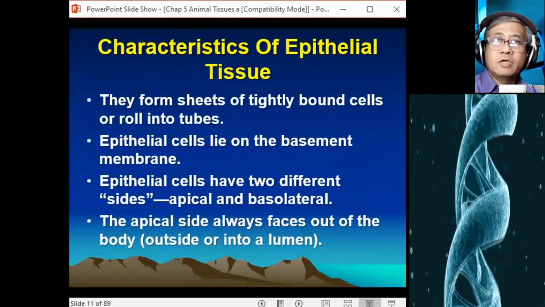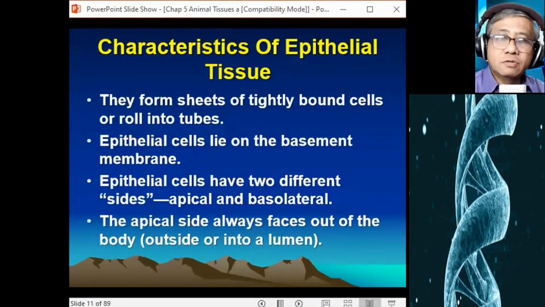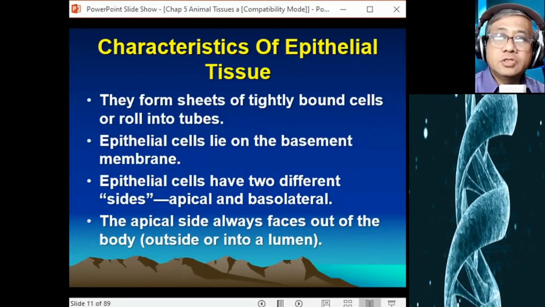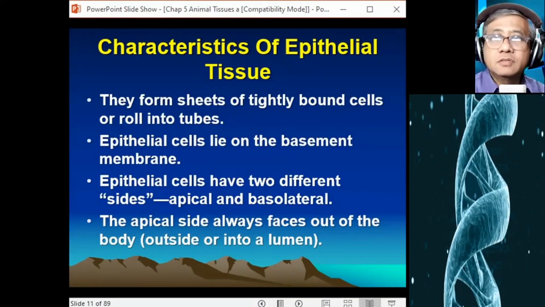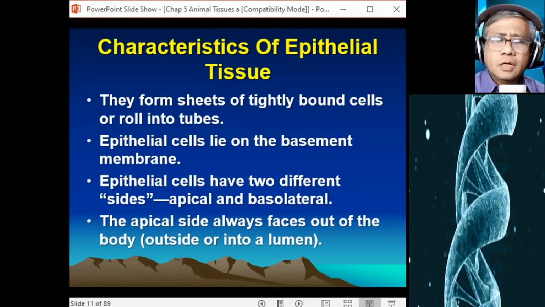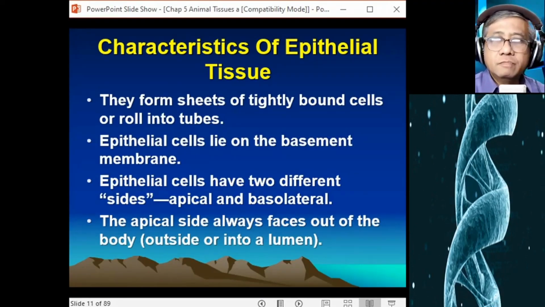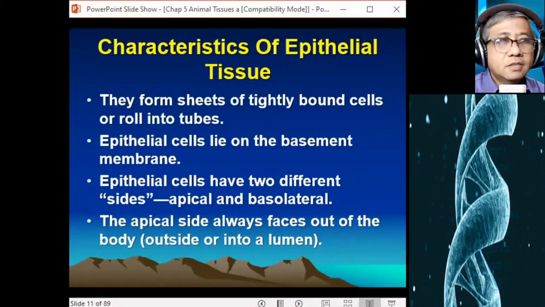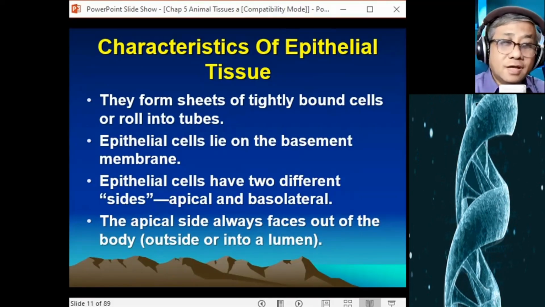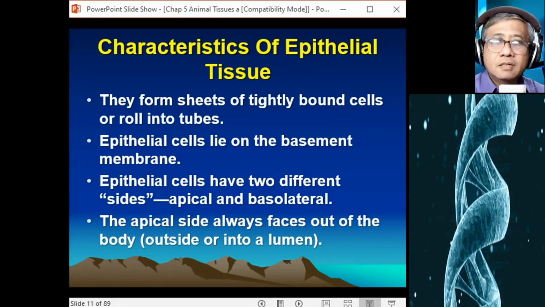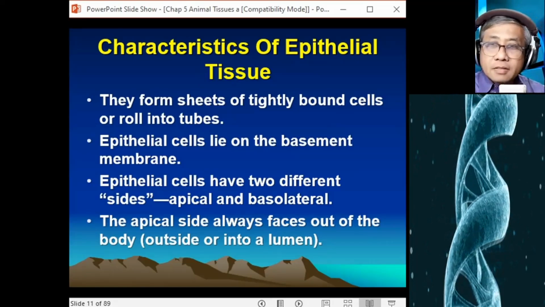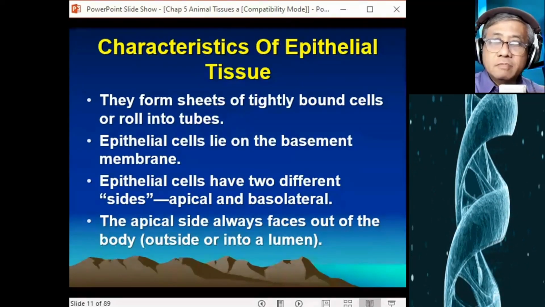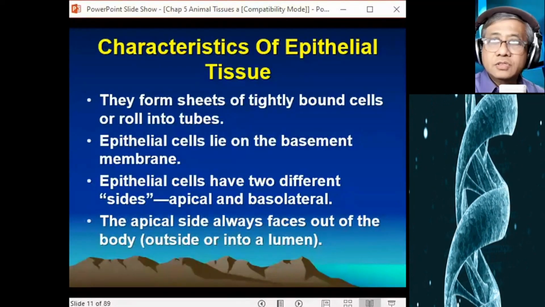Alright, so let us now enumerate, class, the characteristics of epithelial tissue. Number one, they form sheets of tightly bound cells or roll into tubes. So under the microscope, they are like tiles. I'm sure you have seen tiles, di ba, sa flooring. So these cells are closely packed under the microscope, tightly bound, and some of them are even rolled into tubes like our kidney tubules.